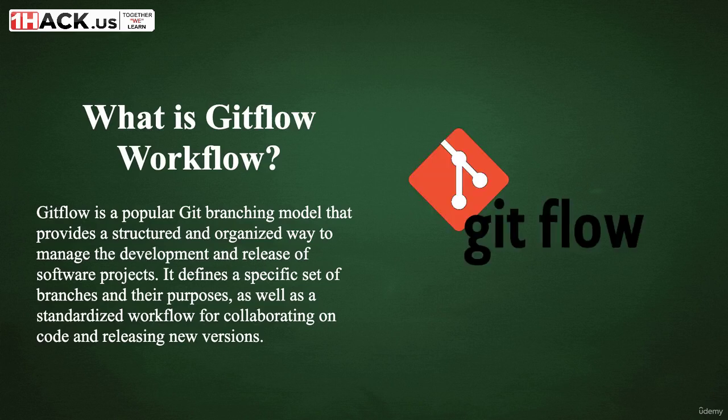In this presentation, we'll explore the Git flow workflow, a widely used Git branching model that helps teams manage the development and release of software projects in a structured and organized manner. Git flow defines a specific set of branches and their purposes, as well as a standardized workflow for collaborating on code and releasing new versions. By following the Git flow workflow, teams can maintain a clear and predictable development process, making it easier to track changes, manage releases, and collaborate effectively.